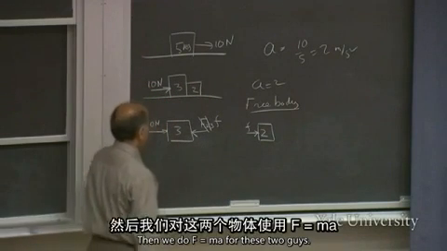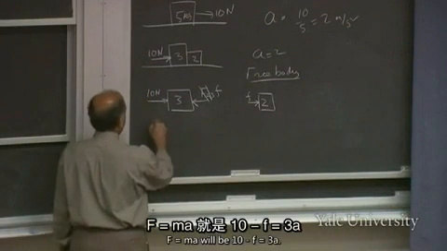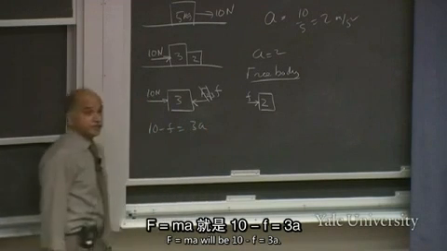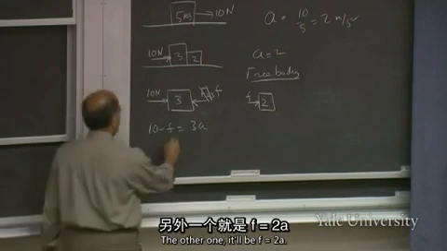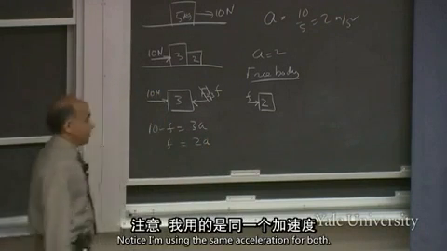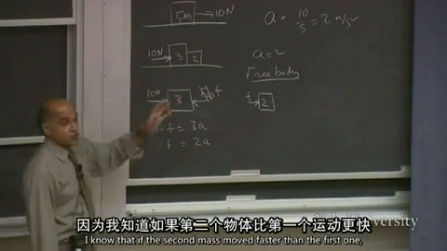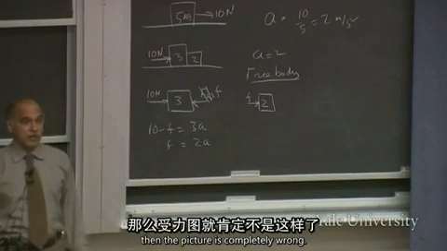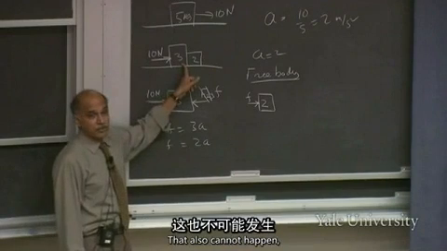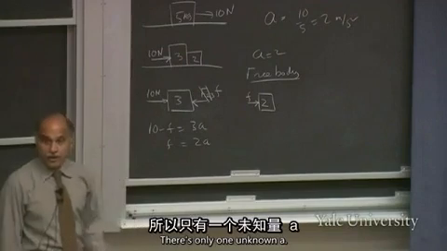Then we do F equals ma for these two guys. For this guy, F equals ma would be 10 minus f is 3 times a. The other one, it will be f equals 2a. And notice I'm using the same acceleration for both. I know that if the second mass moved faster than the first one, then the picture is completely wrong. And if it moves slower than the first one, it means it's rammed into this one. That also cannot happen. So they're moving with the same acceleration. So there's only one unknown a.